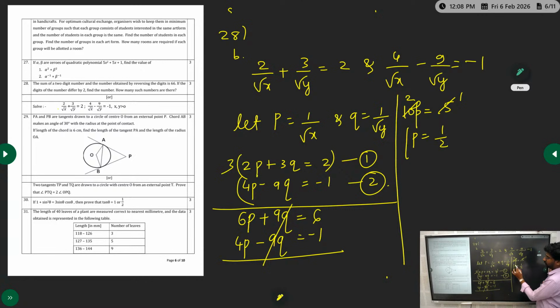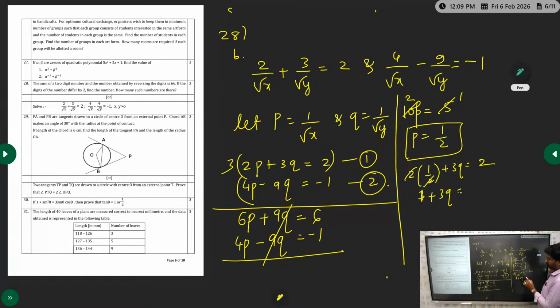What is the value of p? 1 by 2. Now where will you substitute? Which is the smallest equation? First one. 2 into 1 by 2 plus 3q is equal to 2. 2 cancel. 1 plus 3q is equal to 2. 3q equal to 2 minus 1. Value of q is 1 by 3. But these are not my answer.